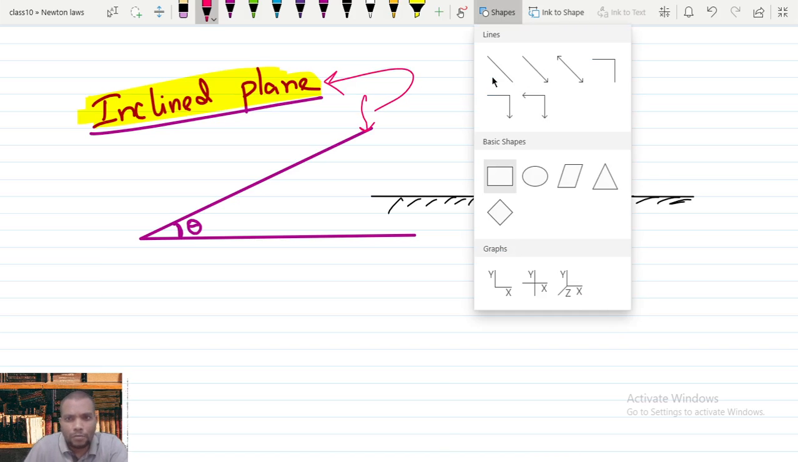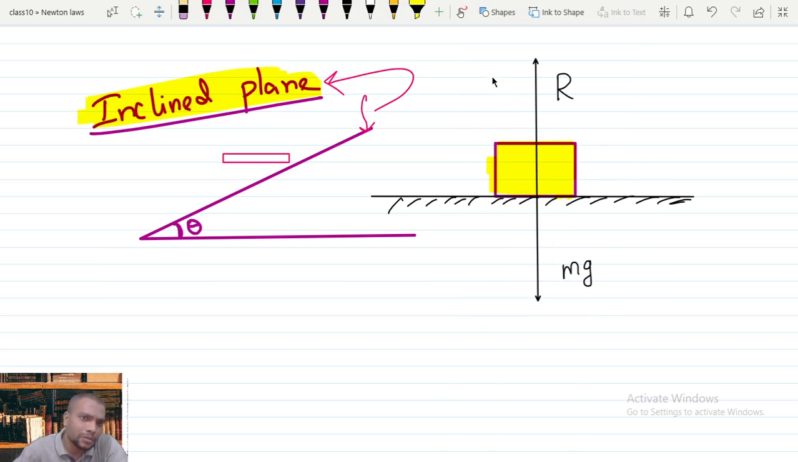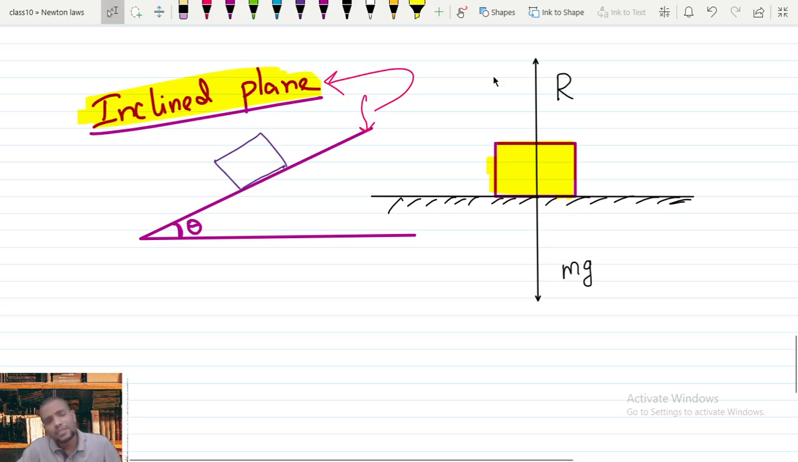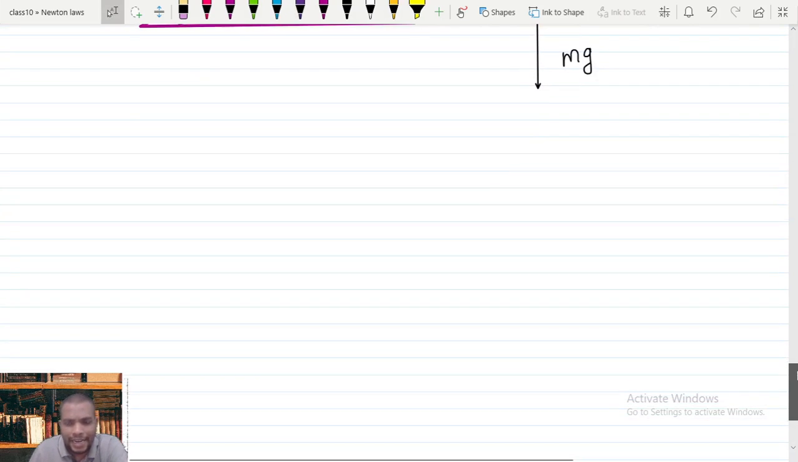So if I keep objects on an inclined plane, the objects will slide. It depends upon the angle, and the object starts to slide. Before this, the condition was R and mg. Now how do we draw R and mg for an inclined plane?